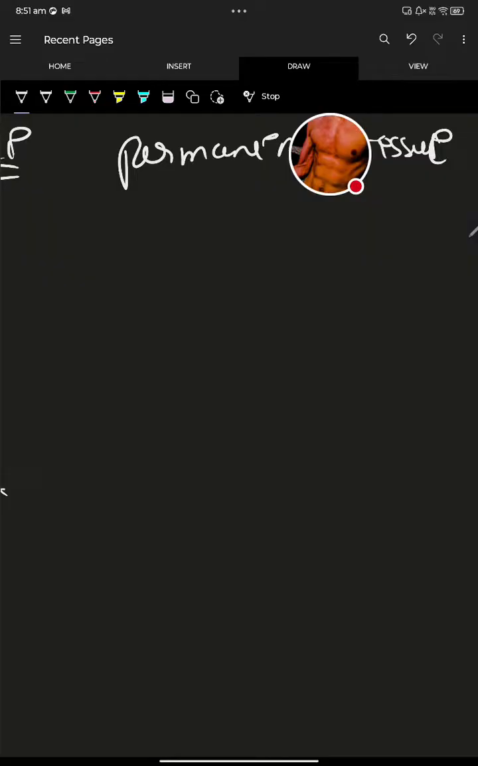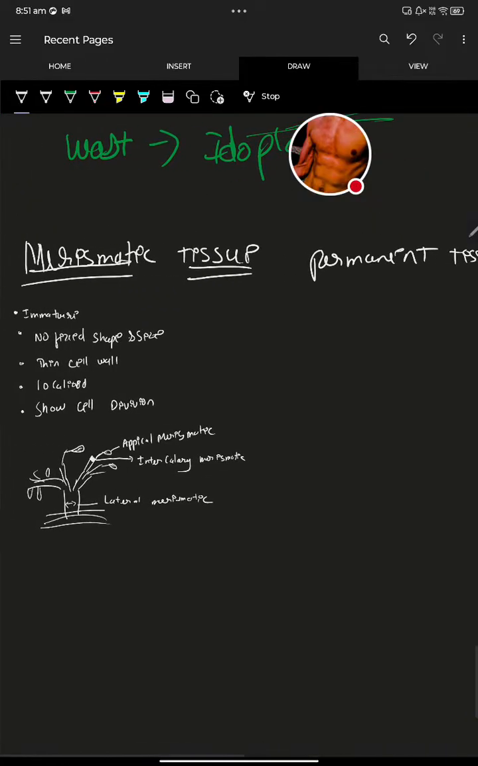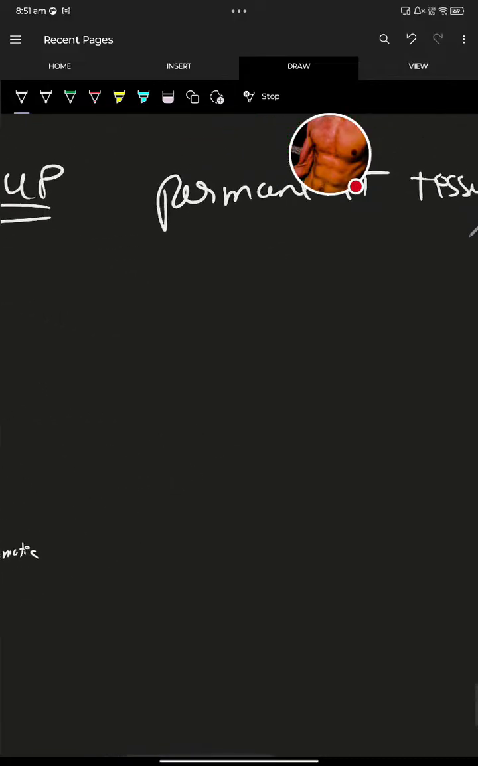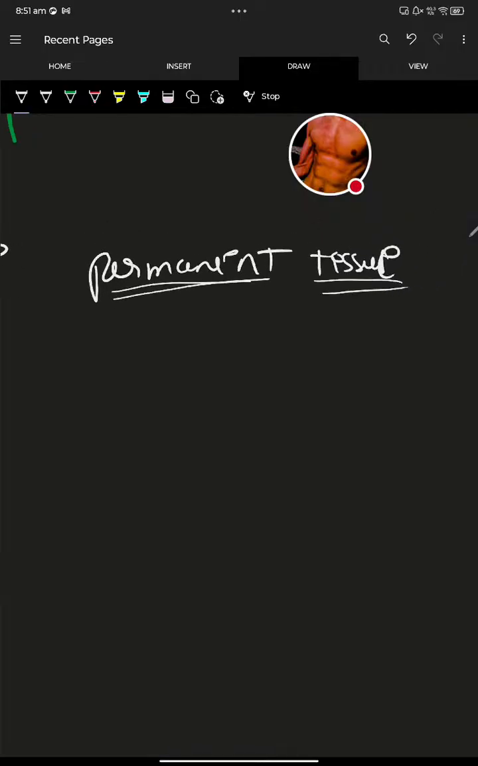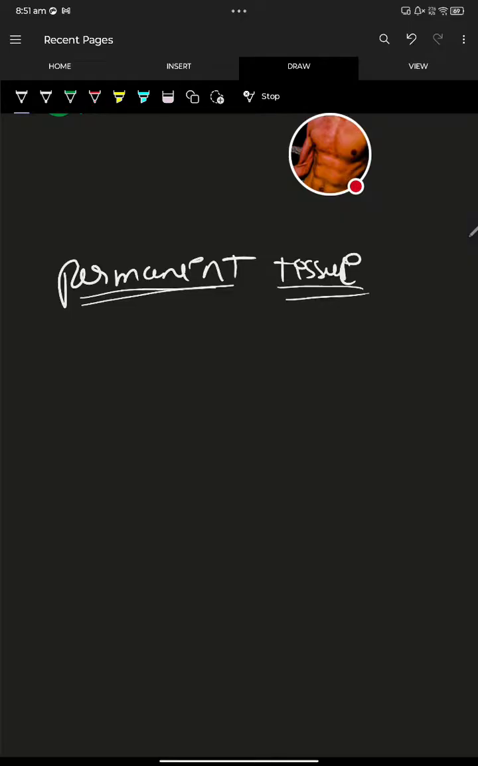Now here are the permanent tissues. So this was meristematic, which was non-permanent. Permanent tissues are simple. Some simple ones are also there, such as epidermis and cork. Epidermis is the living one. It provides, like I told you, the thickness, the cutin type of thing, that is epidermis.